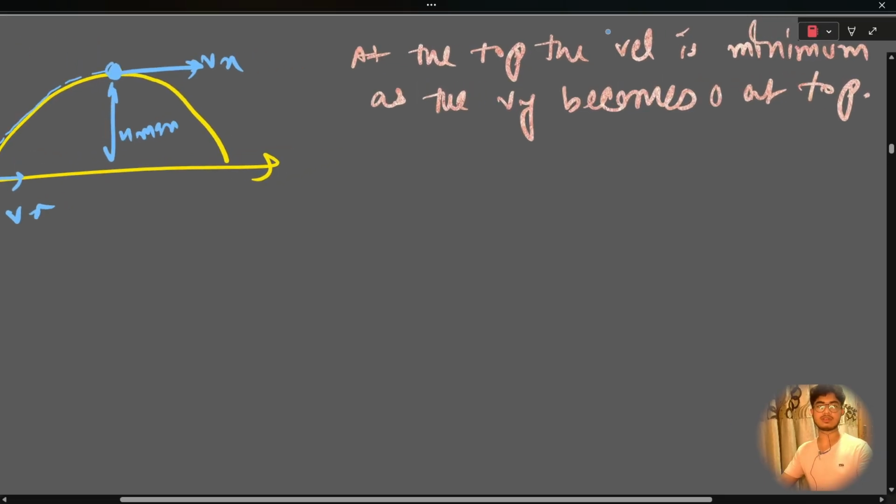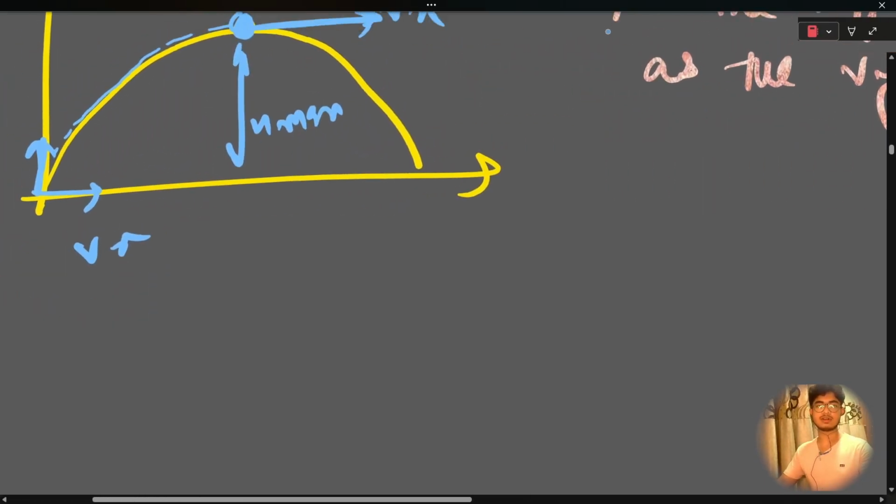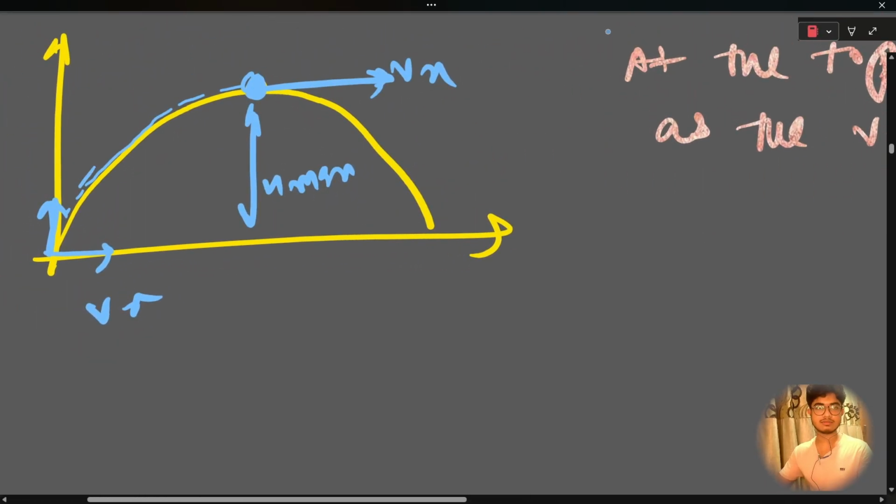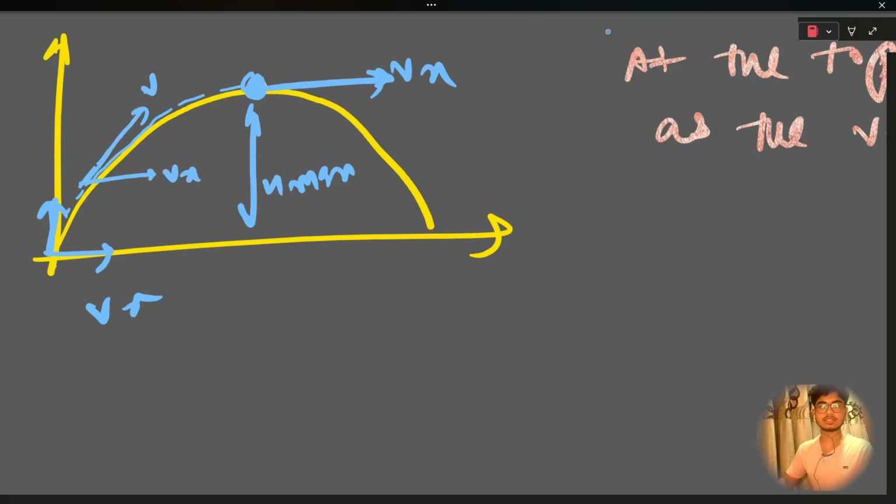Okay. Just because this is a curved line, you can draw a tangent here like this. So the direction of velocity is this. Vx is obviously the same. The Vy changes, which is smaller than the initial Vy, suppose Vy dash, because the g is acting downwards, right? Opposite direction to velocity, velocity and acceleration are in opposite directions, so velocity decreases.